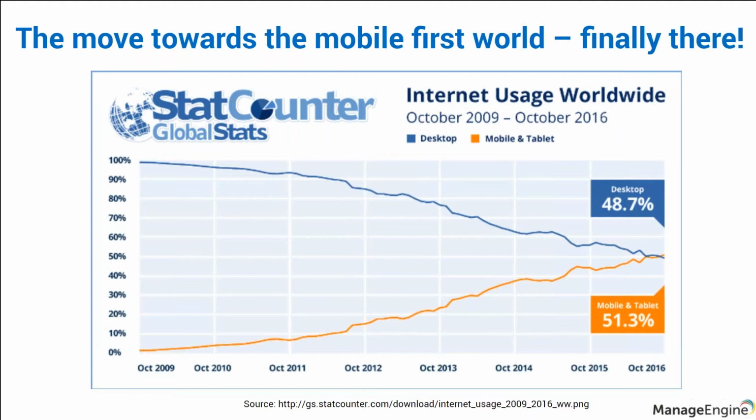Here, we can take a look at StatCounter's global stat, if you can see on your screens, which showcases the historic event where more users in October 2016 accessed the web from their mobile devices like smartphones and tablets than they did from their desktops or notebooks. As can be seen here, although the trend has always been hinting at the scenario, it has only recently been achieved.